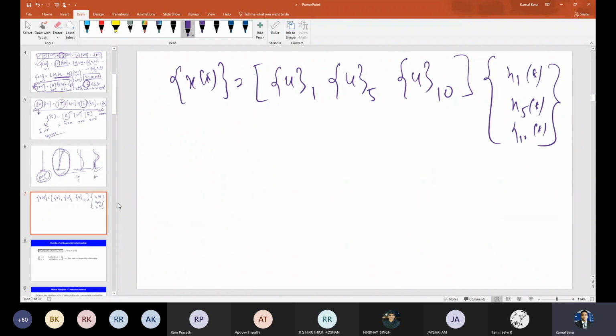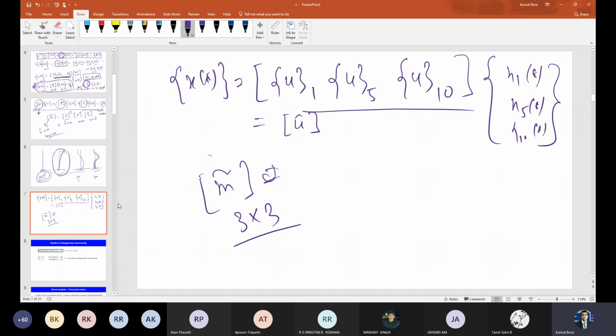Now in this case, what will be the dimension of the M hat? If it is not uncoupled, how many coupled equations do I have to solve through this modal transformation? 3 by 3. Yes, M hat will be 3 by 3, and similarly for C hat and K hat.